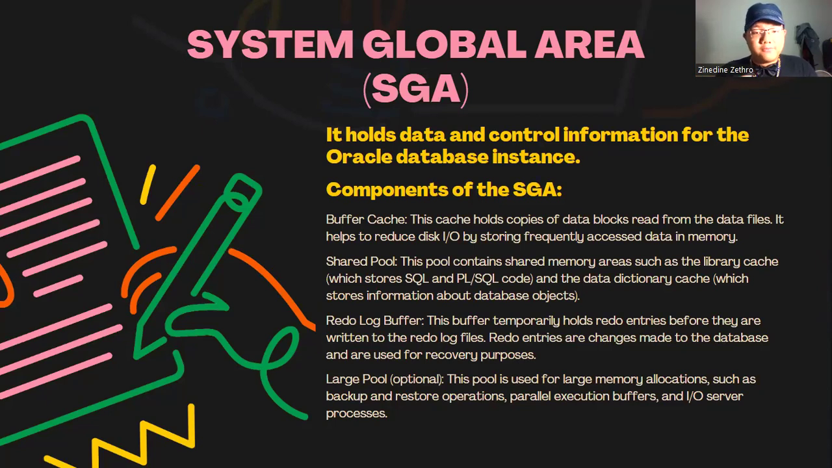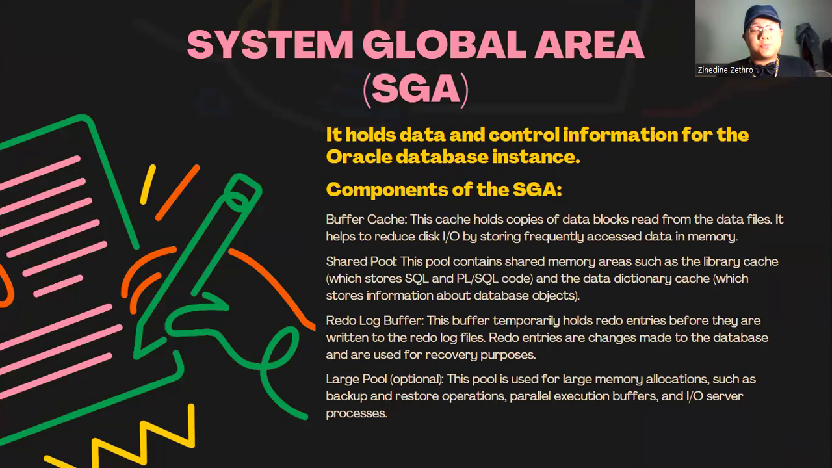And then the redo log buffer. This buffer temporarily holds redo entries before they are written to the redo log files. The redo entries are changes made to the database and are used for recovery purposes. So if there are changes or issues, the database admin could use the redo log buffer to check the log for any changes, and if they need to recover, they use this one.